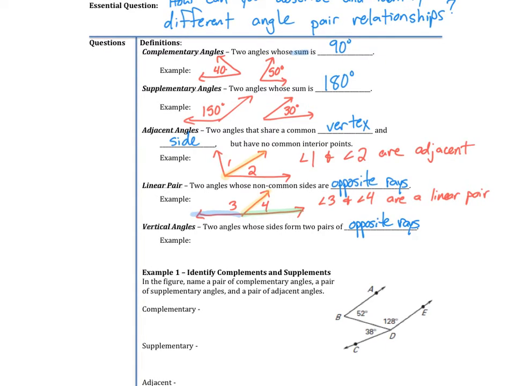And then lastly, vertical angles. Vertical angles are two angles whose sides form two pairs of opposite rays. So I think the easiest way to draw vertical angles is by just drawing two lines. So we'd say angle 5 and angle 6 are vertical angles. I'm going to change colors. Angle 7 and angle 8 are also vertical angles. So there's two pairs of vertical angles when two lines cross, the green pair and the red pair. So vertical angles are just two lines that cross each other, and the angles that are across from each other form the vertical angles.